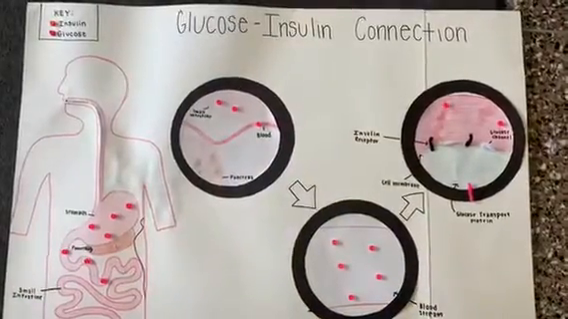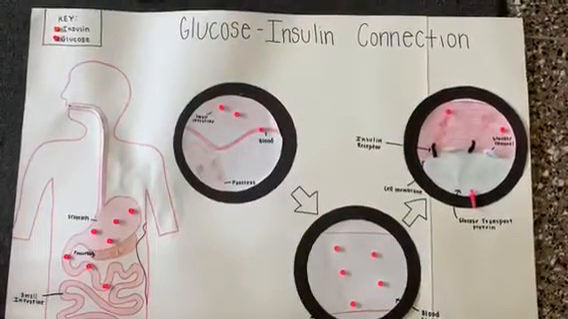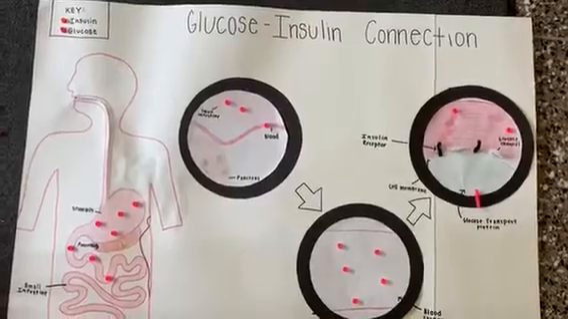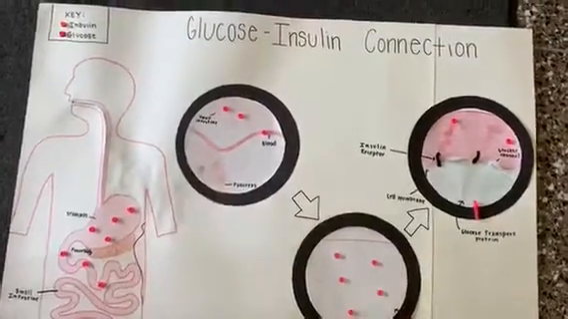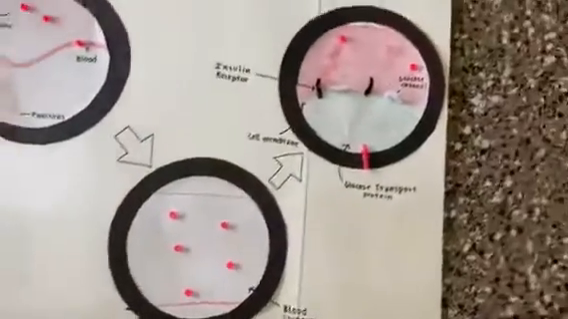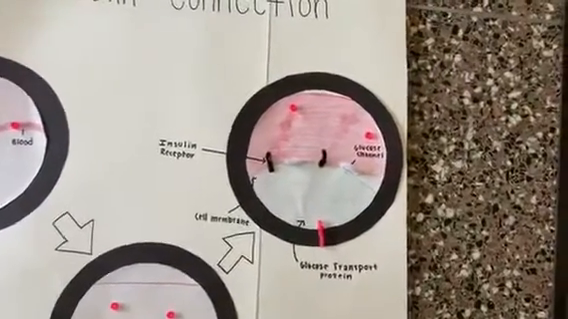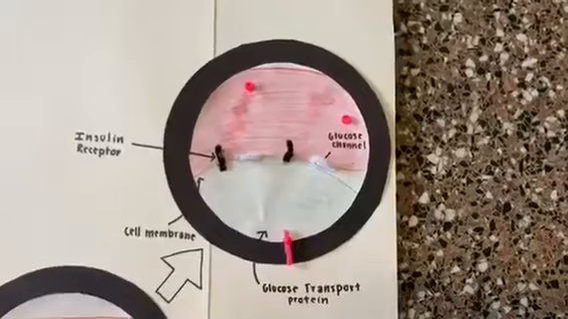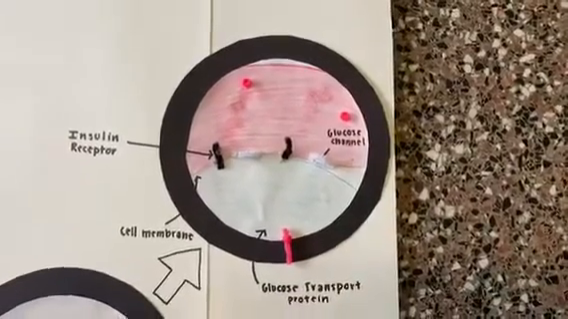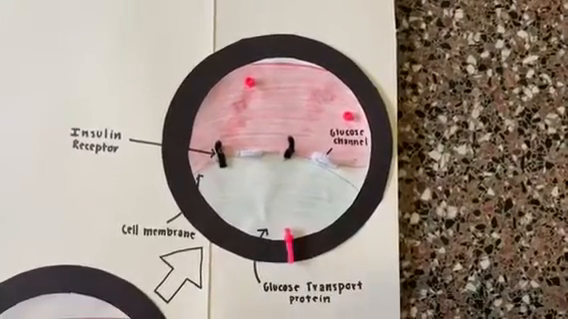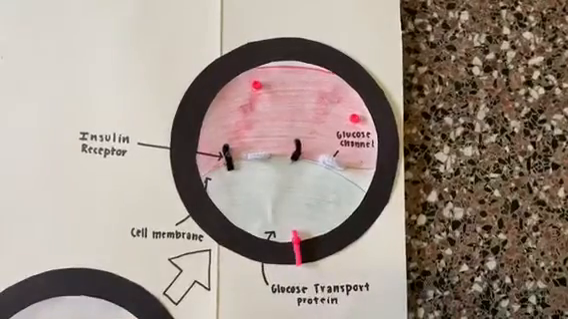However, someone with type 1 diabetes does not produce insulin in the pancreas. Therefore, the bloodstream is filled with glucose. When glucose tries to enter the cell, the insulin receptor cannot bind with anything, since there's no insulin in the bloodstream. Therefore, the glucose channels do not open and the glucose cannot get into the cell.